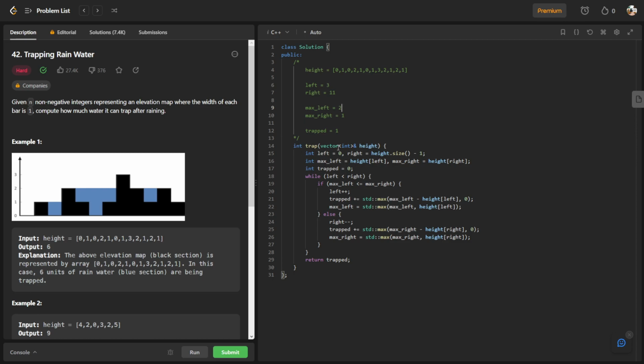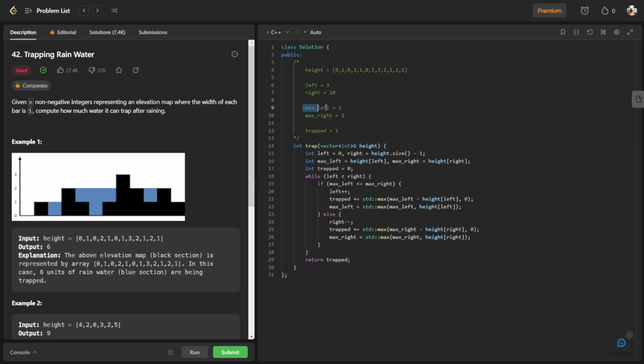Right now, since my max left is more than max right, we look at the back. From the back, we decrement the right pointer, and we see whether there's any trapped water here or not. It will be plus max of 0, max right minus 2, which will bring us negative 1, so there's no water. After that, we update it, and since max right is 1 and we're looking at 2, it will update to 2.